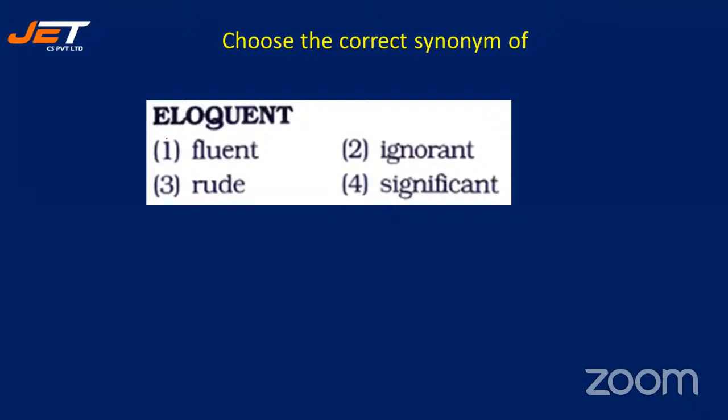Eloquent. So four options: fluent, ignorant, rude, significant. Yes, all four words are very simple. I don't think any explanation is required regarding this. Let me see how many are going to give me the answer. Taruni, Saivardhan, Anthony. Okay. Eloquent, Sarvesh, Sai Charan. Good. I think Sai Charan is right.